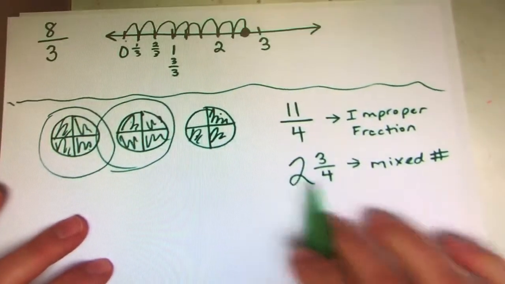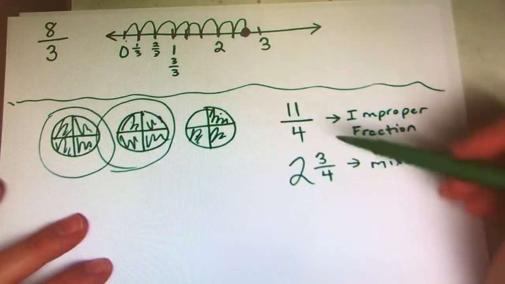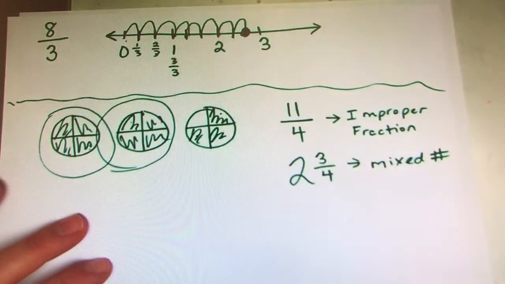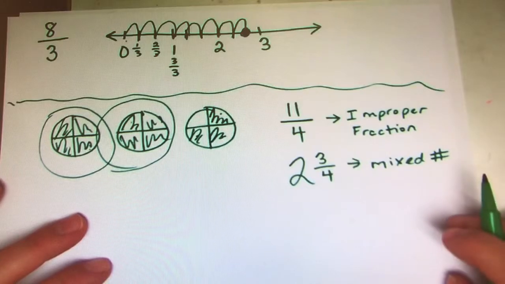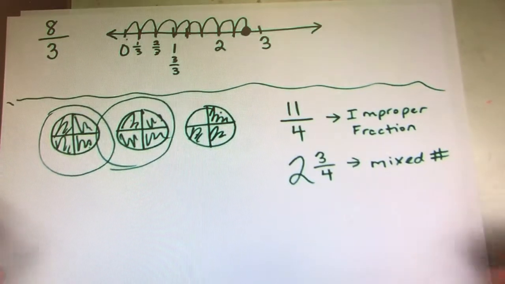It's a mixture of a whole number and a fraction, and what I want you to understand is that 11/4 and 2 3/4 are the exact same thing. It's just 2 different ways to represent it. It's kind of like you could have a dollar bill or 100 pennies. They're both a dollar, but it's just 2 different ways to represent it.